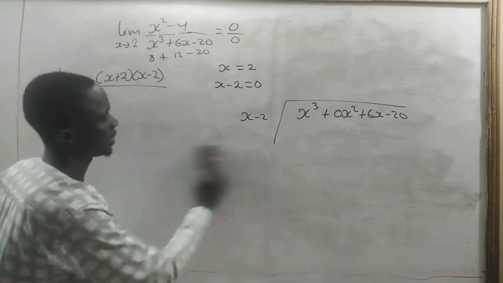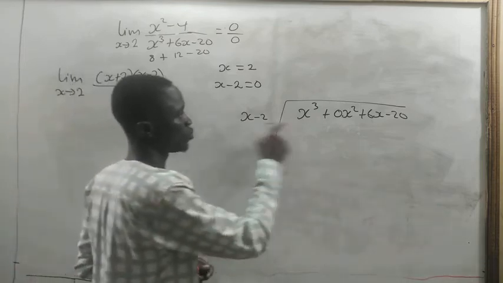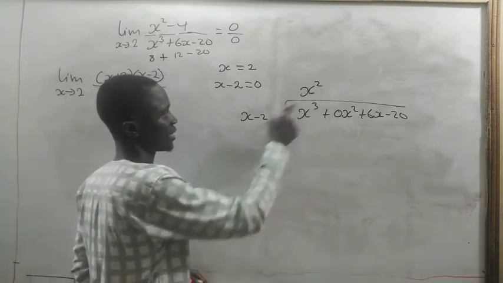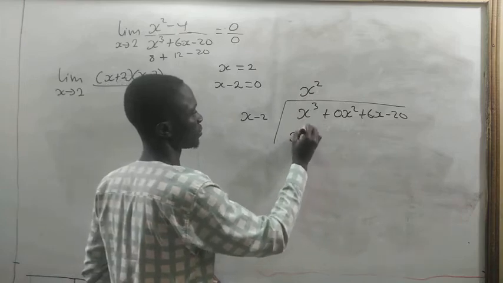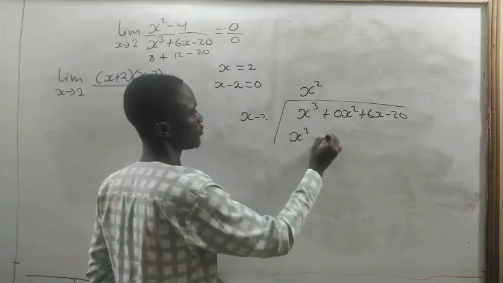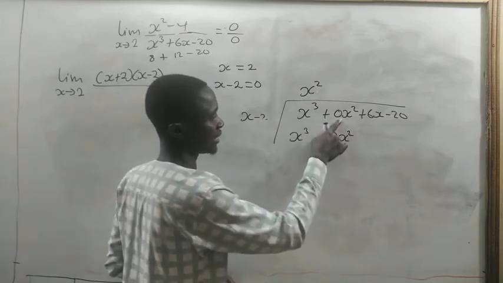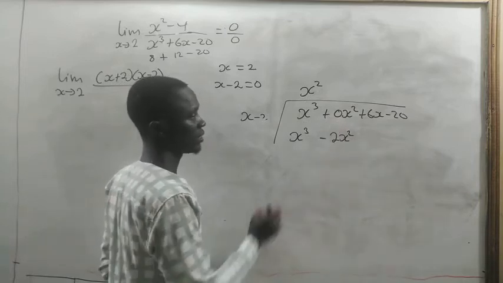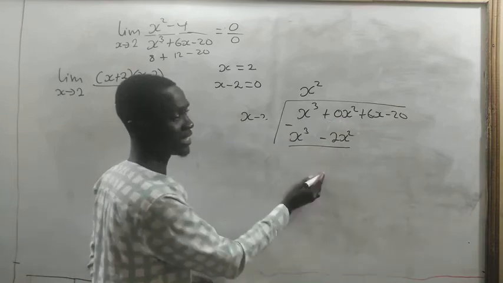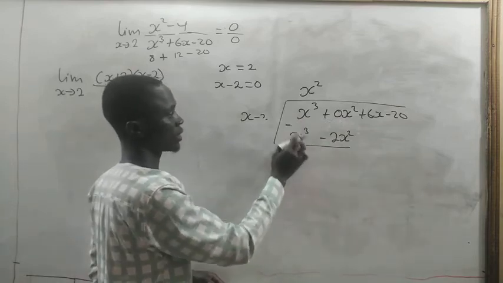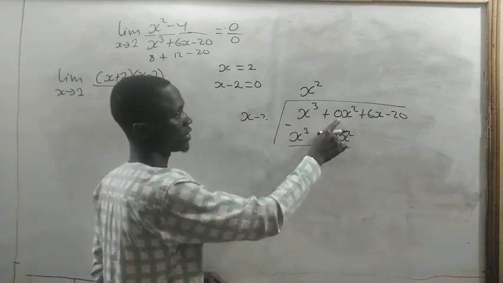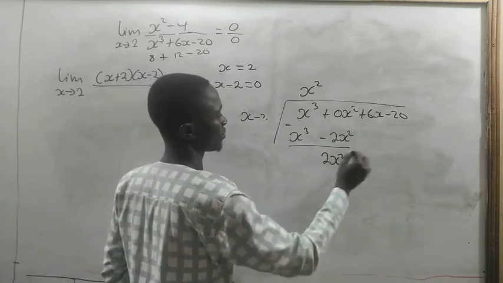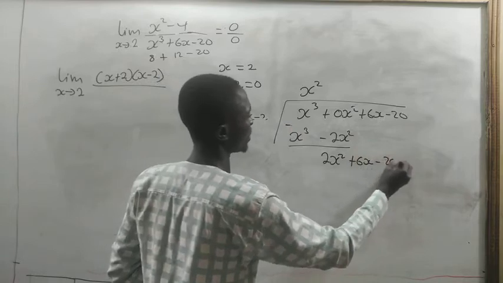So here, x will go and divide x cubed, x squared. X times x squared will give me x cubed. Negative 2 times this will give me minus 2x squared. That is why I filled here, so that I'll put its like term under it. So I'll subtract to get the remainder. X cubed minus x cubed is 0. 0x squared minus minus 2 is positive 2x squared. I have plus 6x minus 20.